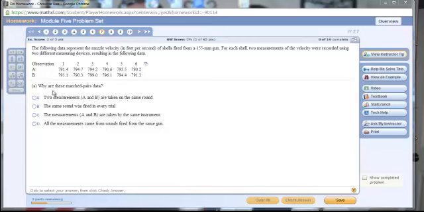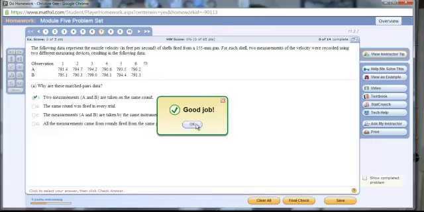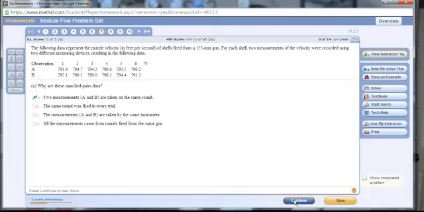So why are these matched pairs data? Well, the first observation and the second one are dependent on each other. The two measurements are taken on the same round, so the measurement for observation A affects what the measurement for observation B is going to be. So let's go ahead and check that answer. Okay, two measurements are taken on the same round. That looks good. Then we go on to the next part.